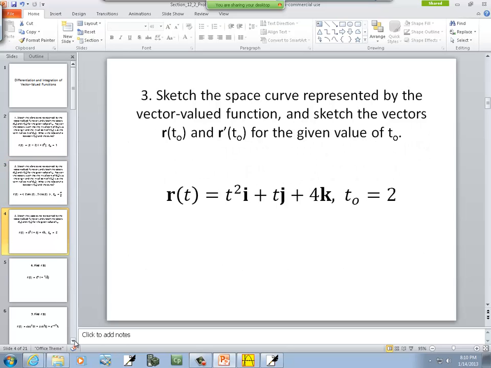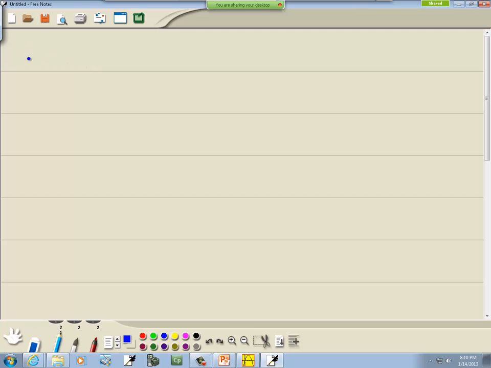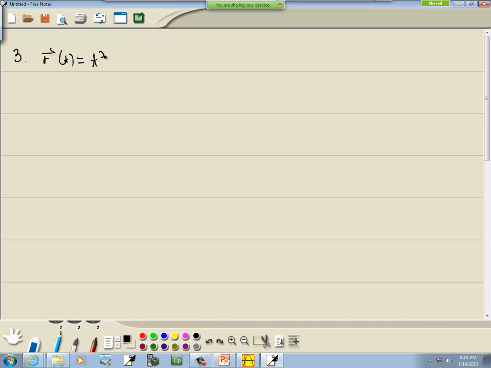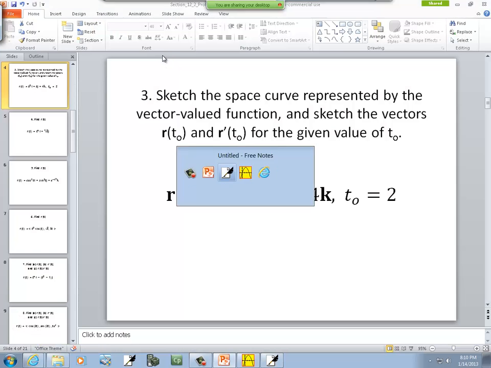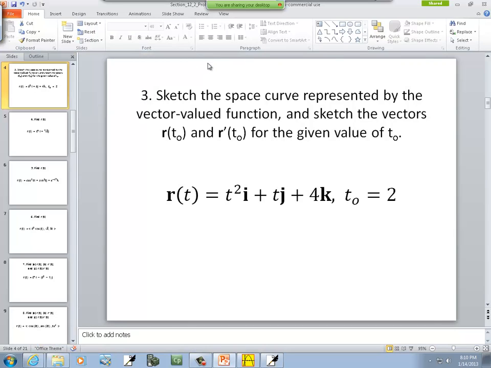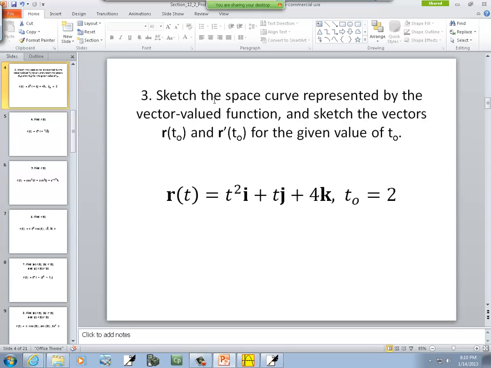Number 3. This one's in 3 dimensions. So we got r of t is equal to t squared i plus tj plus 4k. And t naught would equal 2. And it says sketch the space curve represented by the vector valued function, and sketch the vectors r of t naught and r prime of t naught. So we need r prime, so let's find that.